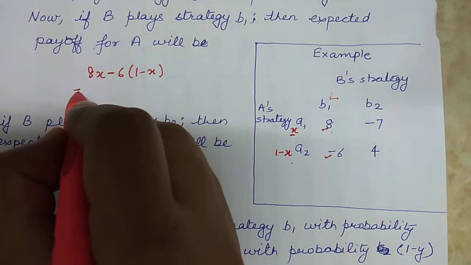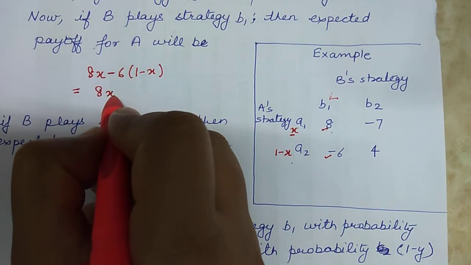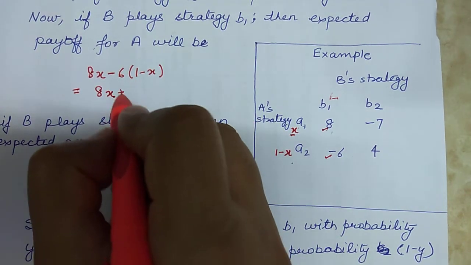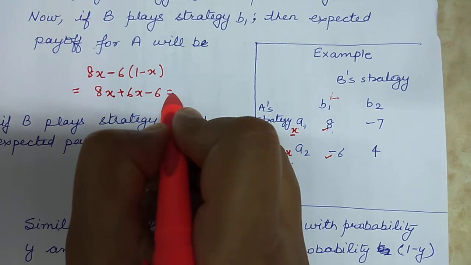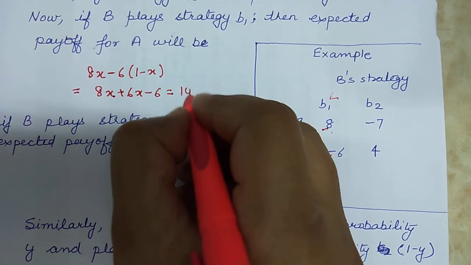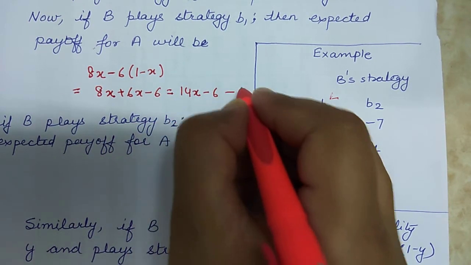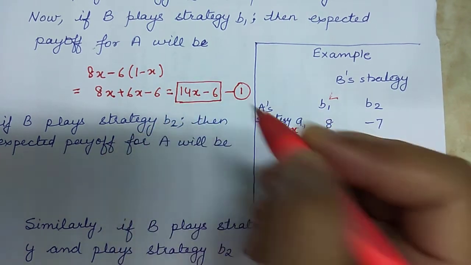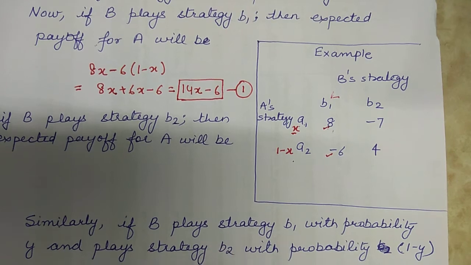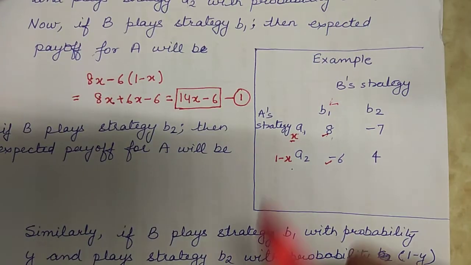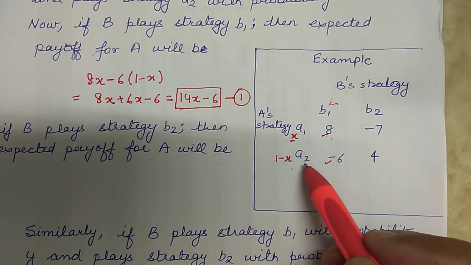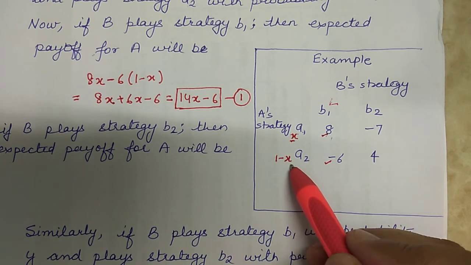If we solve this further, this equation will become 8x plus 6x minus 6. Further it will become 14x minus 6. This is our first equation, 14x minus 6. Now again, A chooses strategy A1 with probability X, and A chooses strategy A2 with probability 1 minus X.